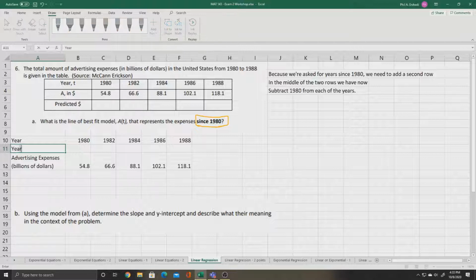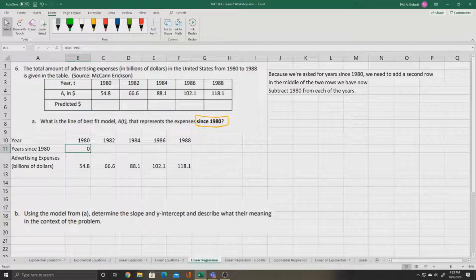And we'll title this Years Since 1980. Now in the box below there, we will say equals the year above minus 1980. Now when we press enter, we should get 0. Excellent. Now let's go to the bottom right-hand corner and get the black cross.